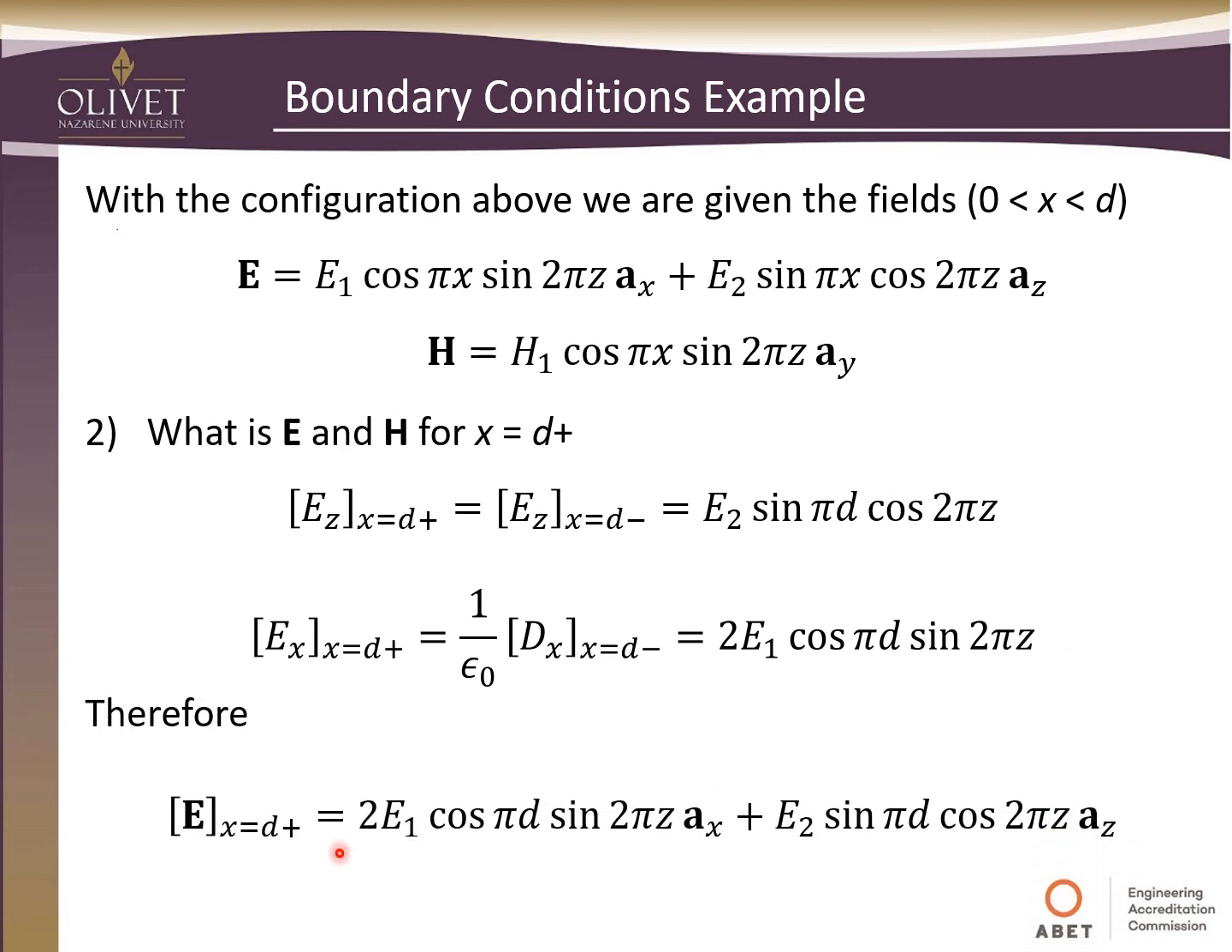So therefore, we can recombine these to get what our electric field is going to be just on the other side of the boundary, between the second and third boundaries there. So again, it has an x component, which is our normal component, and a z component, which is our tangential component.